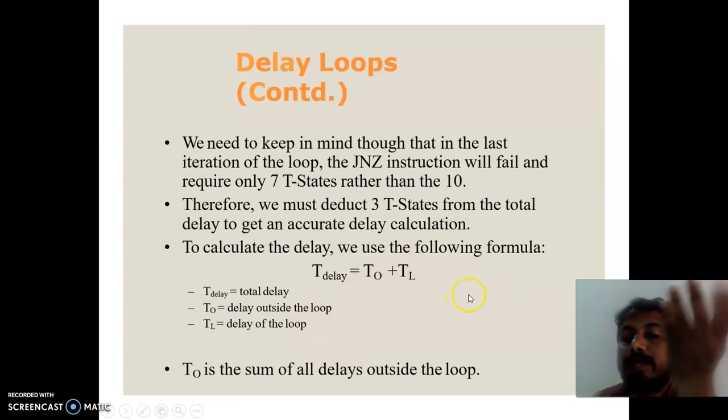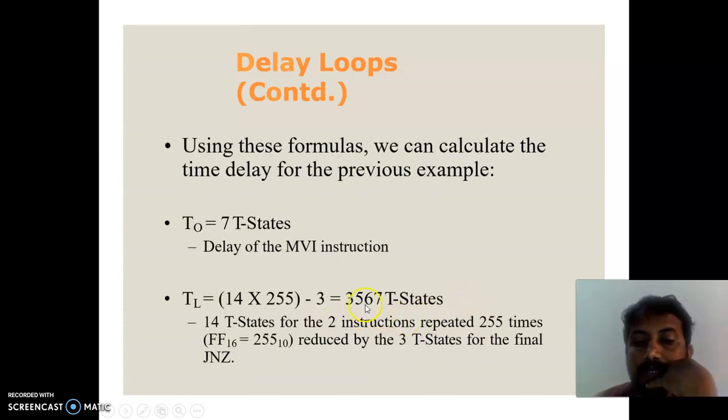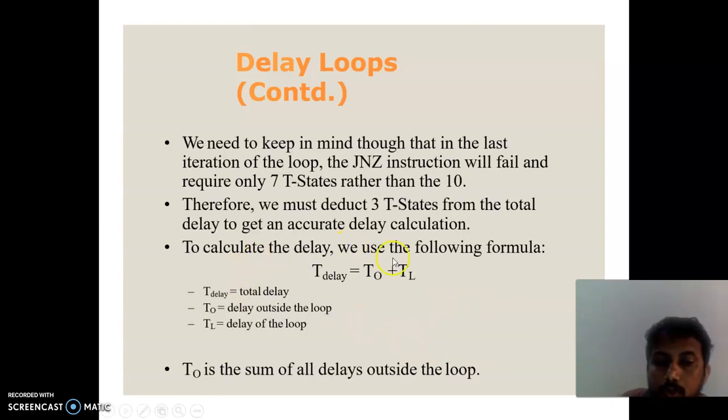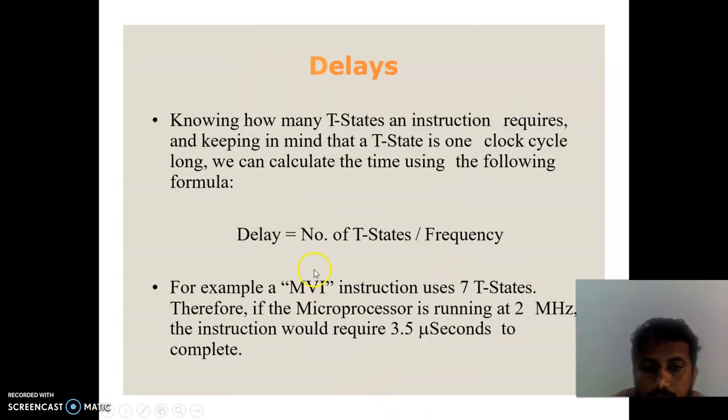TL is the loop states, how many times it has been repeated. As we have seen, there are 376 states. The initial state is 7. And how many times you are repeating the loop, that must be the time. Now, if you want a required 1 millisecond delay, how many clock states are required? Over here, number of states is equal to delay, and the delay is 1 millisecond.